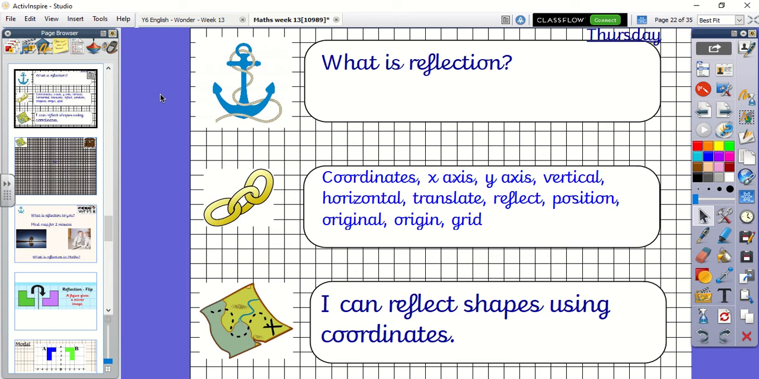Today in maths we are going to look at reflection. Yesterday you looked at translation, remembering that translation is just to slide a shape, so to move it across, backwards, forwards, up or down, and that the shape always stays the same. So today we are looking at reflection.